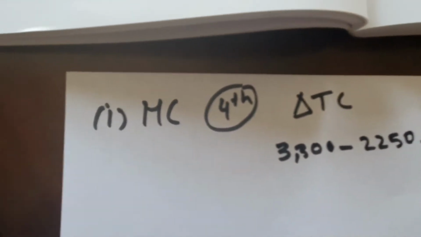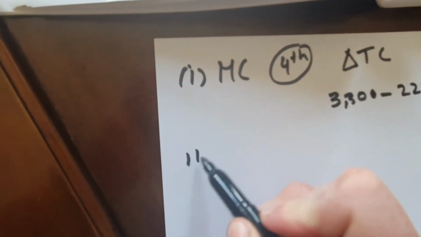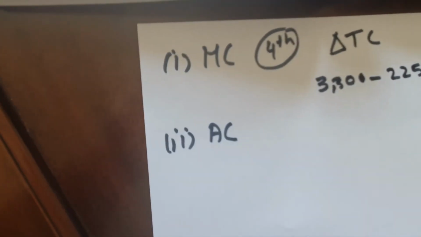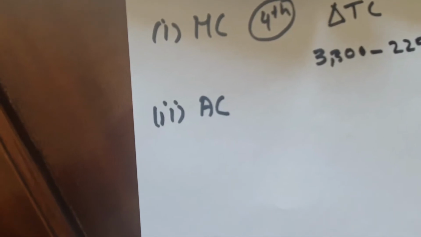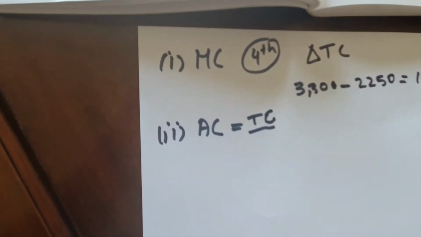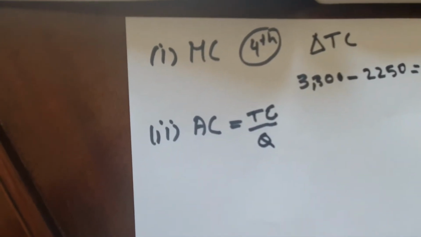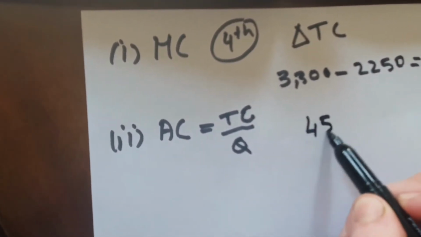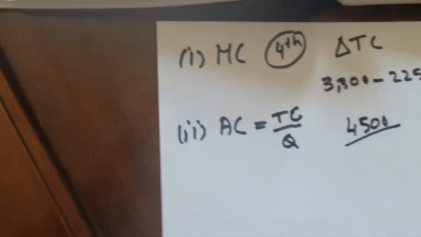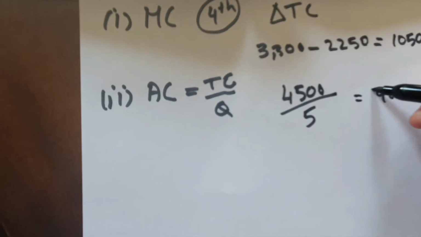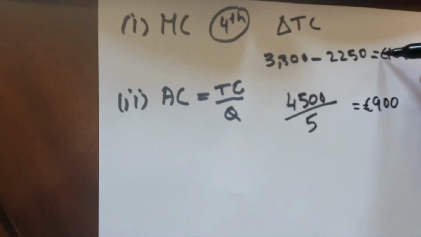Okay. Now, the second question is asking us to work out the average cost of producing 5 units. So what we do is write out our formula. Average cost is equal to total cost, that's C, divided by quantity. Our total cost for 5 units is 4,500. We're dividing that by the quantity, which we know is 5. So that's going to give us 900 euro. Okay, all of these are euro.